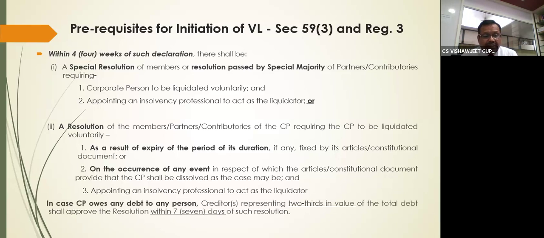Now, in case the corporate person owes any debt to any person, suppose there are creditors in the company to whom the corporate person has to pay, then the creditors representing two-thirds in value of the total debt shall approve the resolution within 7 days of such resolution. Suppose a special resolution has been passed tomorrow, then within 7 days from tomorrow, the resolution has to be approved by two-thirds in value of the total debt of the creditors.